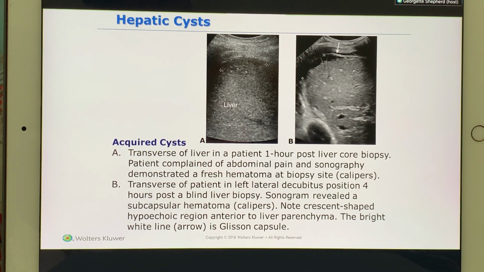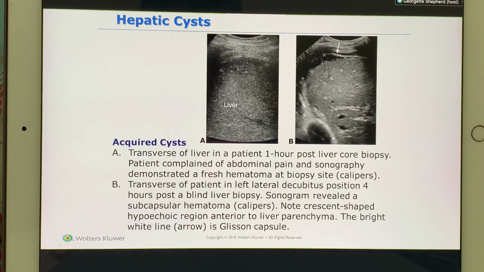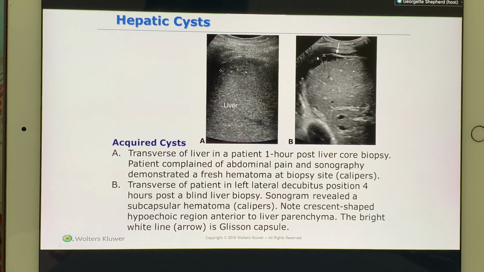So this is a patient that had a liver biopsy, and you can see in this area right here that we have a fresh hematoma because it's almost isoechoic to the liver. And then here you can see where it has actually bled, and it has turned into a hematoma that is almost anechoic with one septation.